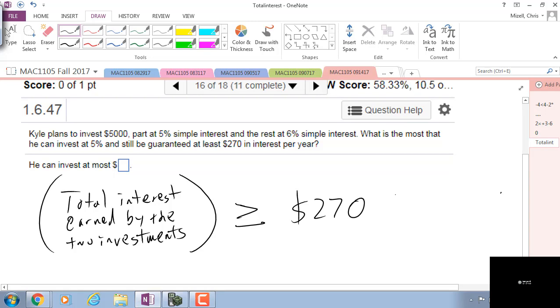And so how much is he going to invest at 5%? We're probably going to need to let x be the amount that he's going to invest at 5%.